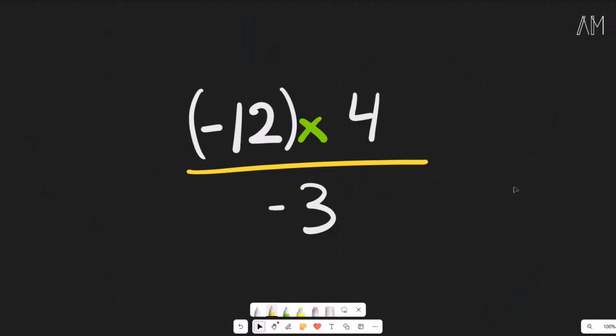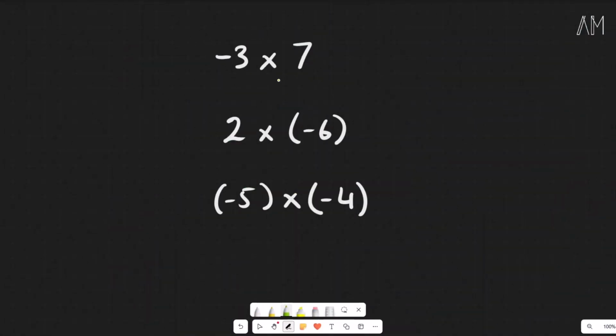Hello everyone. In this video we are going to learn how to multiply and divide integers, that means positive and negative numbers. Let's get started. In case of multiplying or division, I apply the multiplication on the numbers without the signs first. So here 3 times 7 is simply equal to 21. And here 2 times 6 is equal to 12. And here 5 times 4 equals 20.